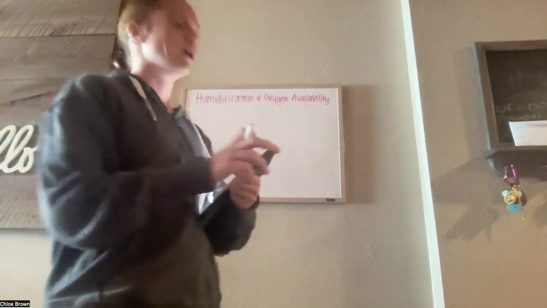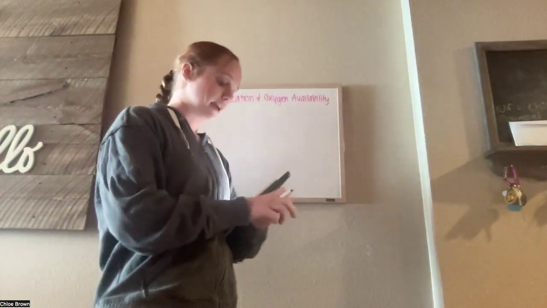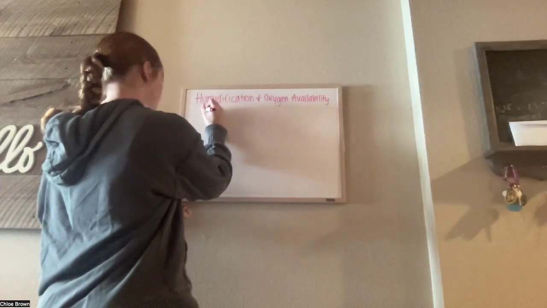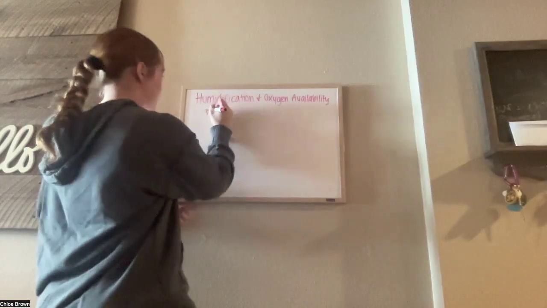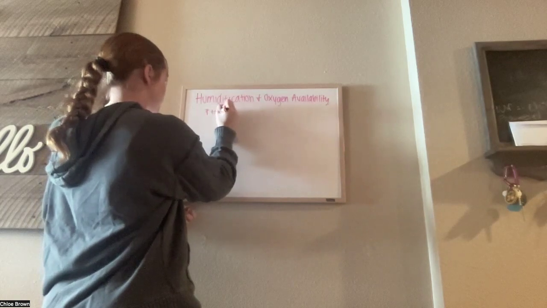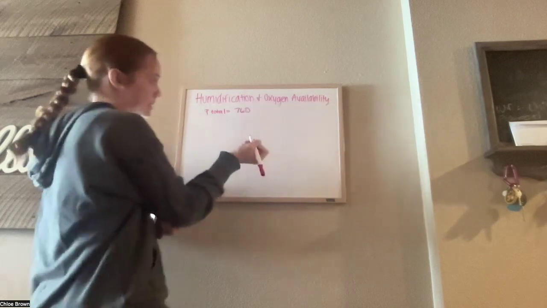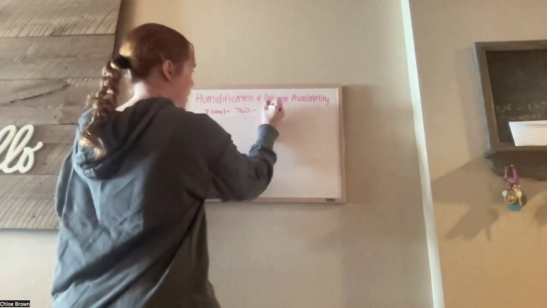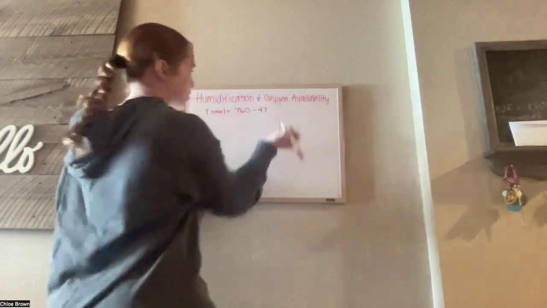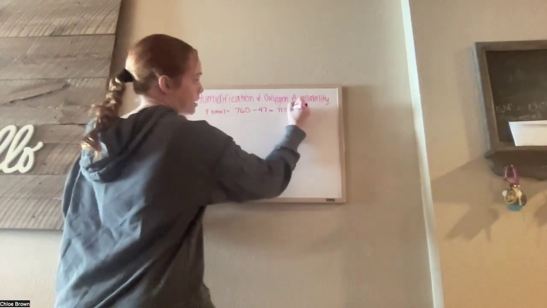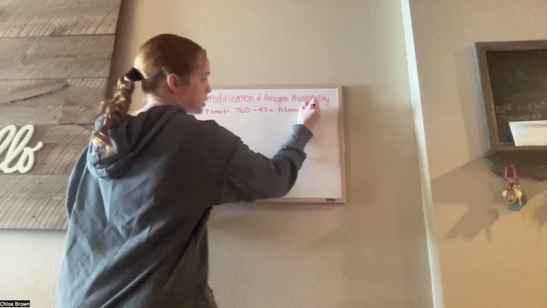However, we have to incorporate the humidification in the lungs. So we would find the pressure total in the lungs by subtracting the pressure of water vapor in the lungs, which is 47, which I talked about earlier, from the barometric pressure, which is 760, which would be 713 millimeters of mercury.